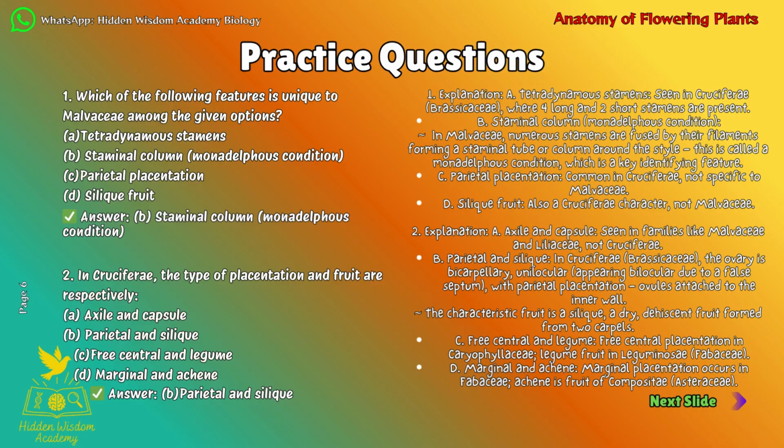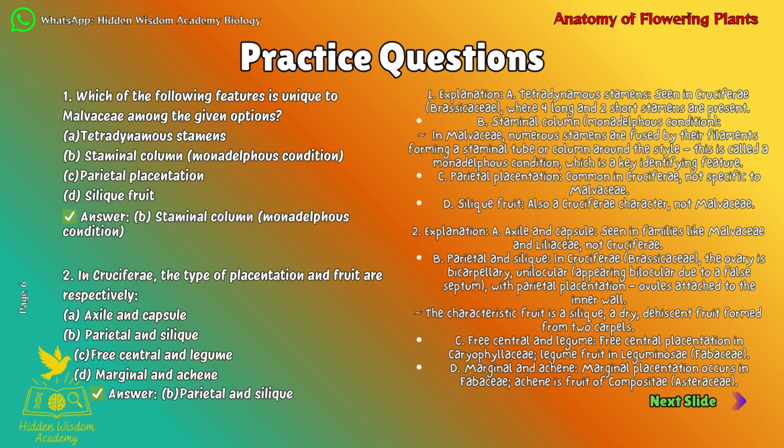Explanation. Option A says tetradynamous stamens. This is a key feature of the Cruciferae or Brassicaceae family, where there are 4 long and 2 short stamens. Option B says staminal column or monodelphous condition. This belongs to the Malvaceae family. Here, many stamens are fused by their filaments to form a staminal tube around the style, which is a characteristic feature of Malvaceae. Option C says parietal placentation. Again, this feature is seen in Cruciferae, not in Malvaceae. Option D says silique fruit. This too is found in Cruciferae, not in Malvaceae. So, option B is the answer, that is staminal column, monodelphous condition.